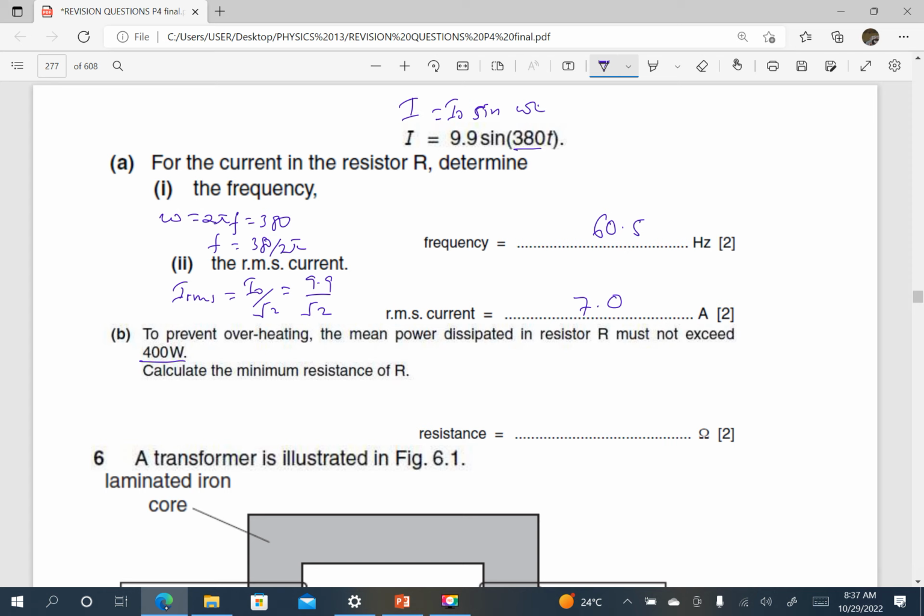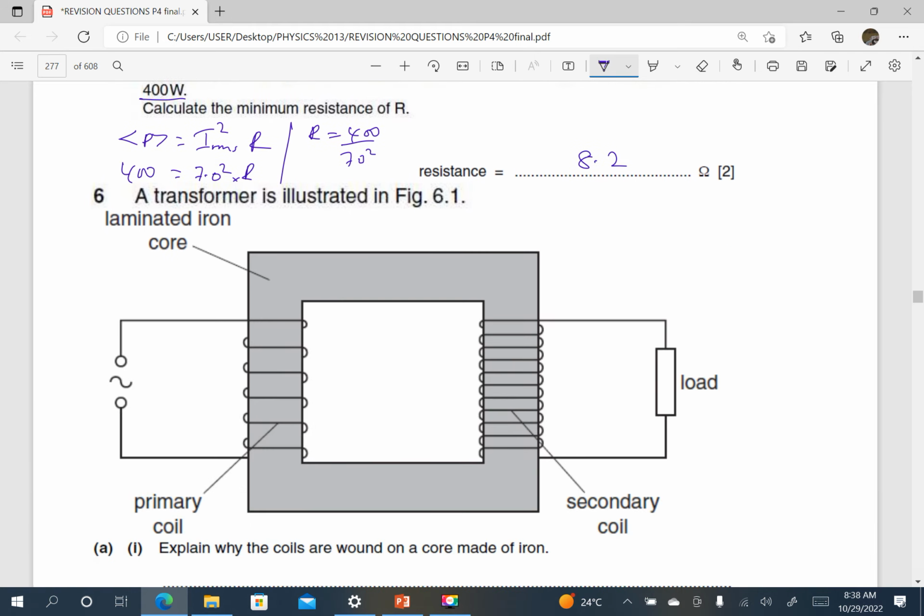The average power should be 400 watts, and average power is going to be I root mean squared squared times R. So 400 should be equal to I root mean square, which is 7.0 squared times R. So it means R is going to be 400 divided by 7.0 squared. I press my calculator, and this is 8.2 ohms.